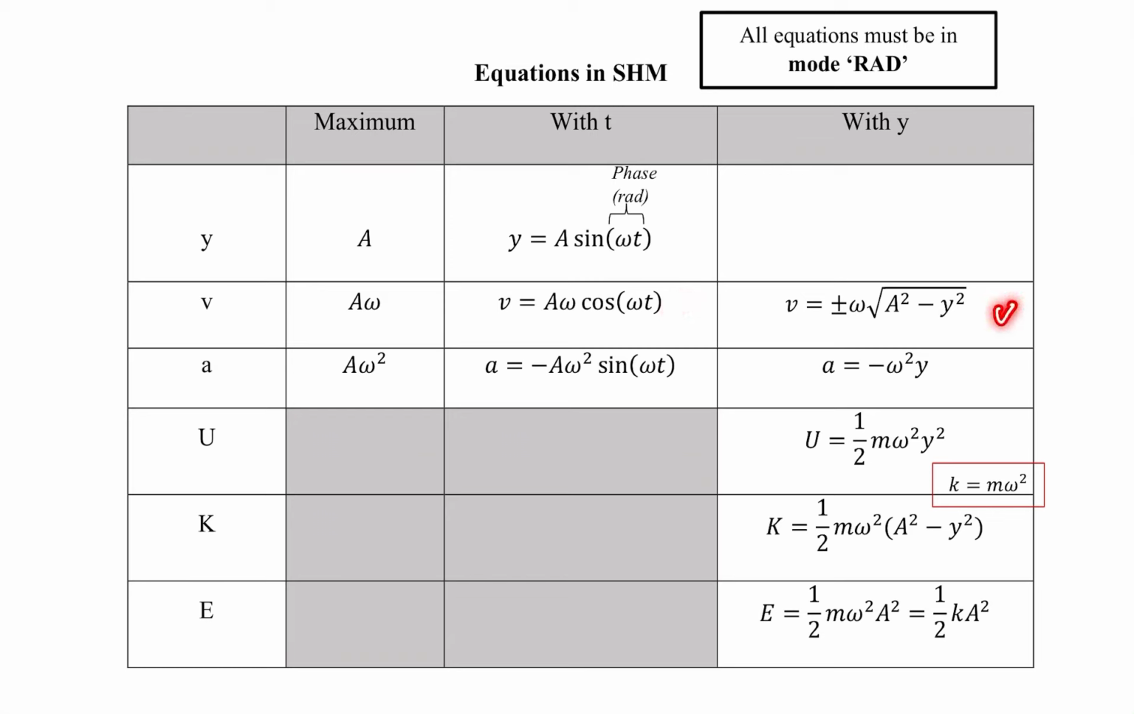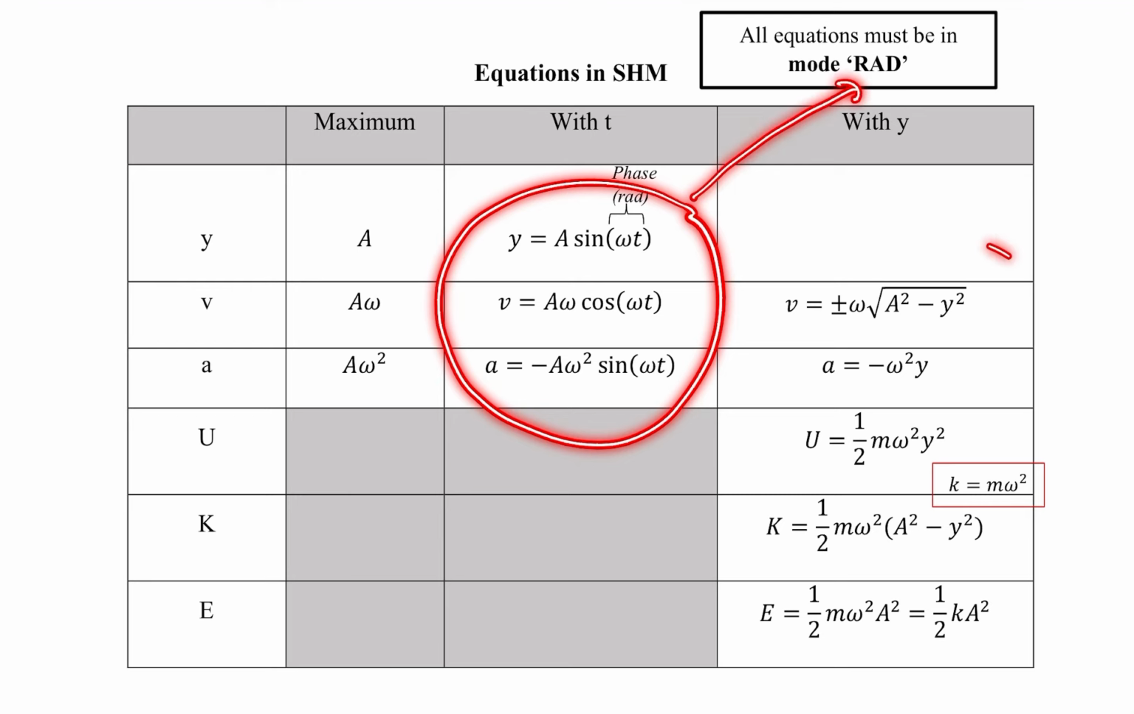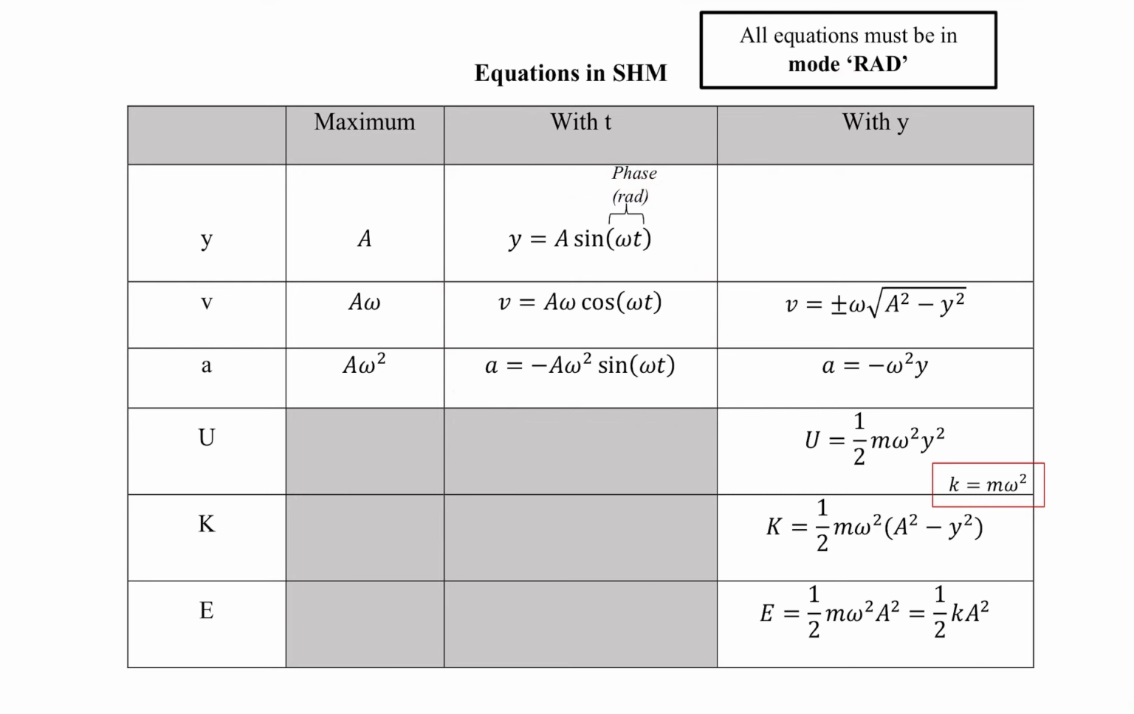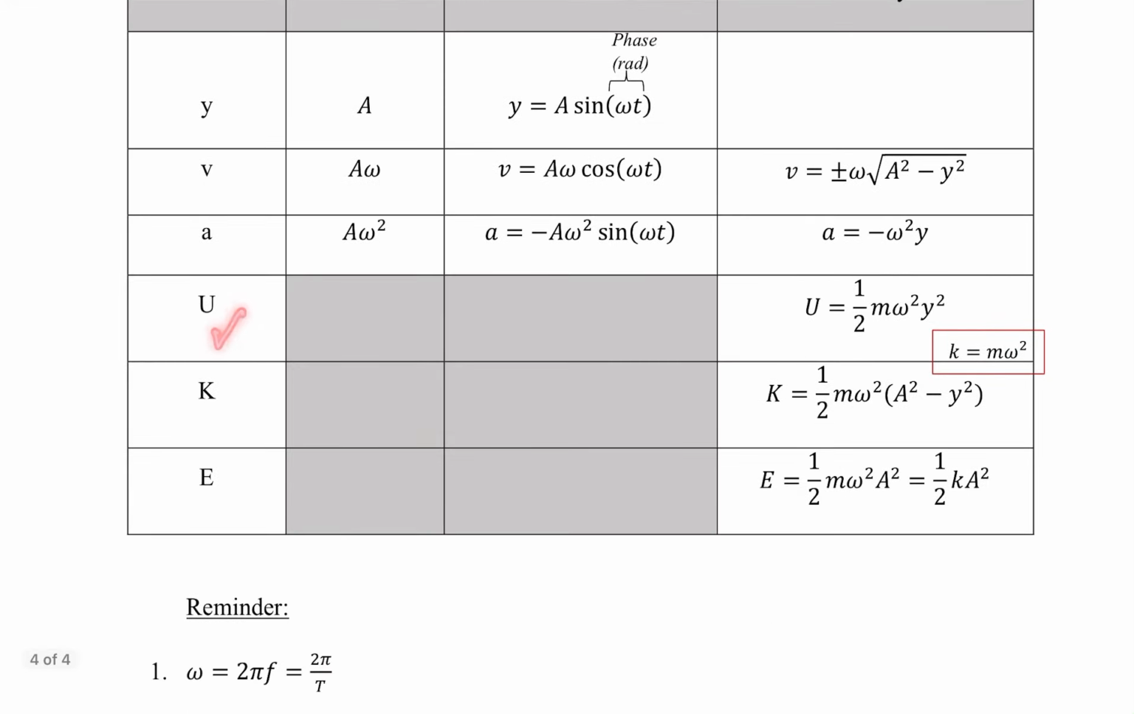Then in terms of y, v equal to plus minus omega square root of A square minus y square. The maximum acceleration is A omega square, which can be positive or negative, but we usually look at the magnitude only. The equation here is a equal to negative A omega square sin omega t. If you use this equation, make sure your calculator is in radian. If you use the equation without the sign, it does not matter. So a equals to negative omega square y. U is the potential energy, U equal to half m omega square y square, then the kinetic energy, and the total energy.